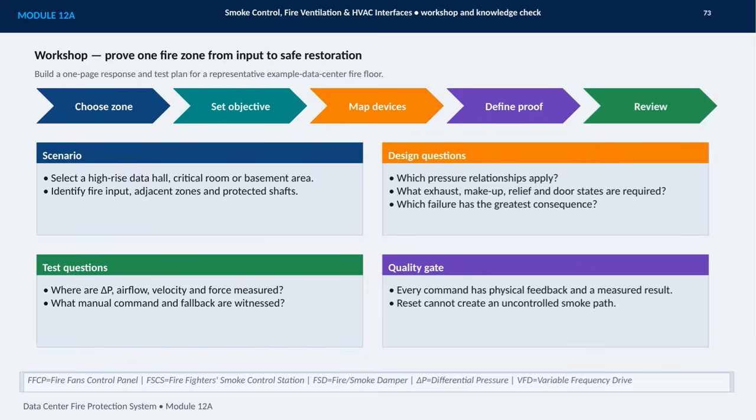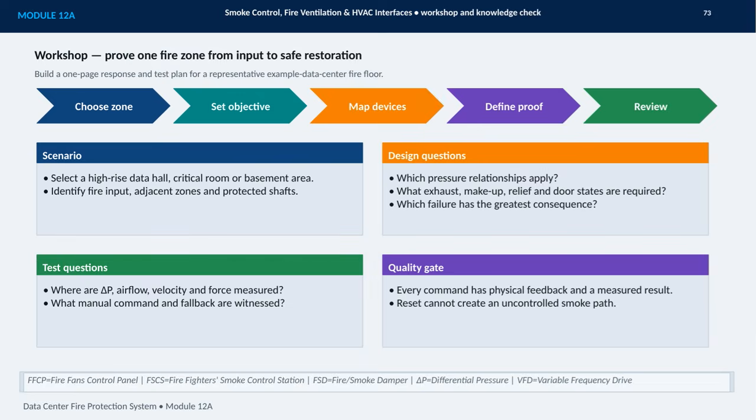This workshop asks me to prove a representative fire zone from the initial alarm input all the way through safe restoration. I'll begin by choosing a high-rise data hall, critical room, or basement area, then identify the fire input, adjacent zones, and any protected shafts involved. Next, I'll set the smoke control objective and map the devices needed to achieve it. That means considering pressure relationships, exhaust and makeup air, relief paths, and the required door and damper states.